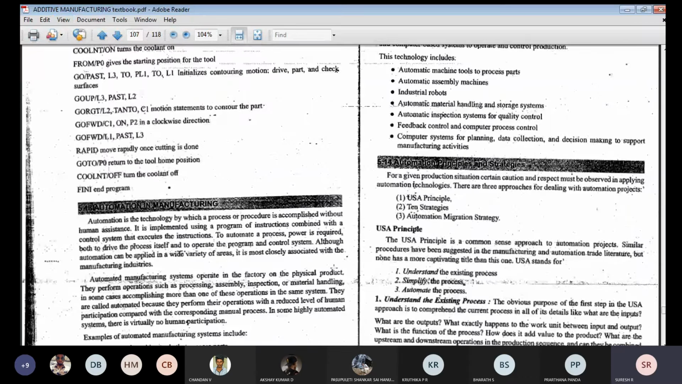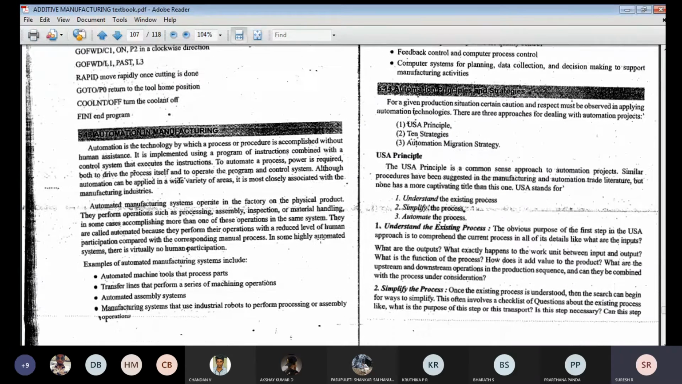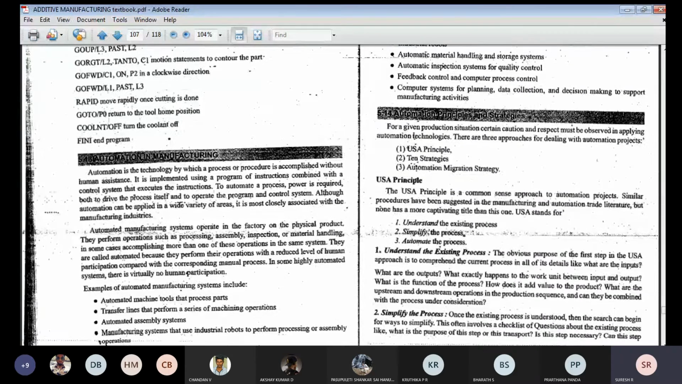So you guys got what is the NC, CNC, and the DNC, everyone? So kindly reply. Whether you guys got the concept of NC, CNC and the DNC system? DNC, no sir, everybody sir.